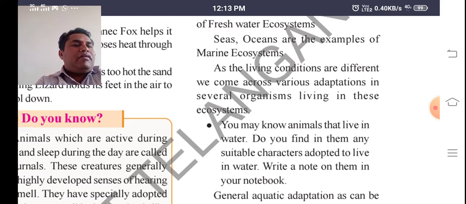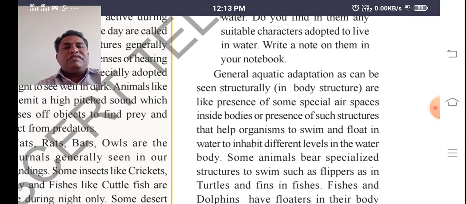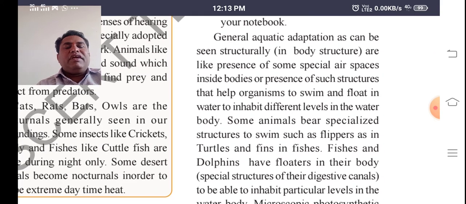You may know animals that live in water. Do you find in them any suitable characteristics adapted to live in water? Write a note on them. So what are the main adaptations which we see in the animals living in the water ecosystem? General aquatic adaptations can be seen structurally, particularly in body structure, like the presence of some special hair, air spaces inside the body, or structures that help the organism to swim, float in water, and inhabit different levels in the water body.